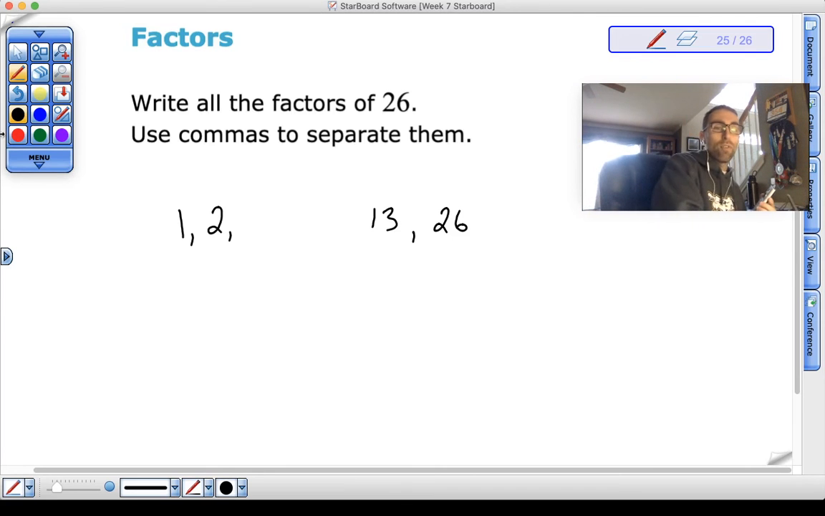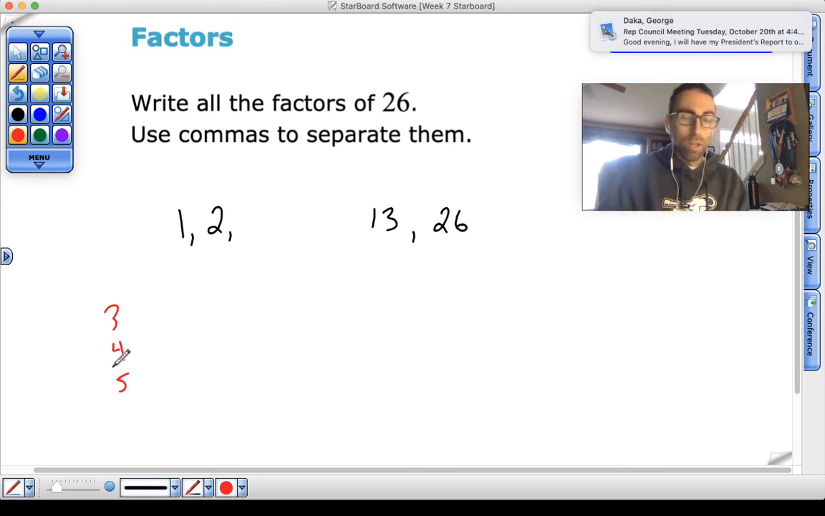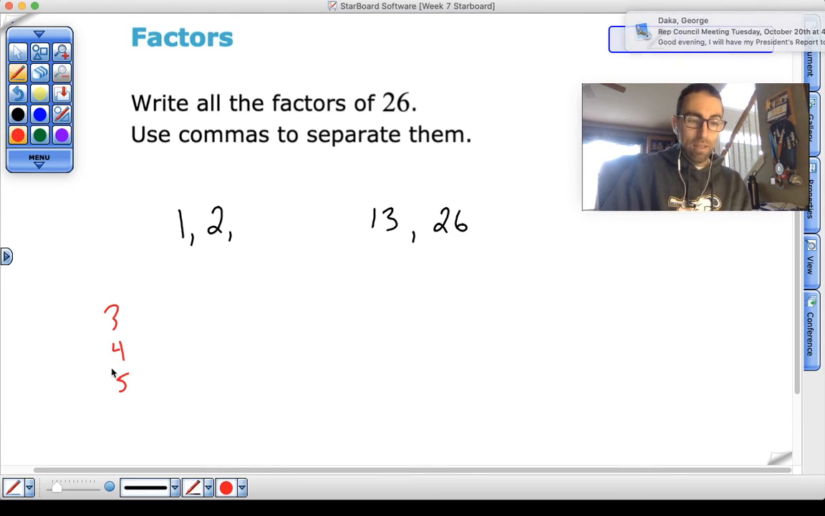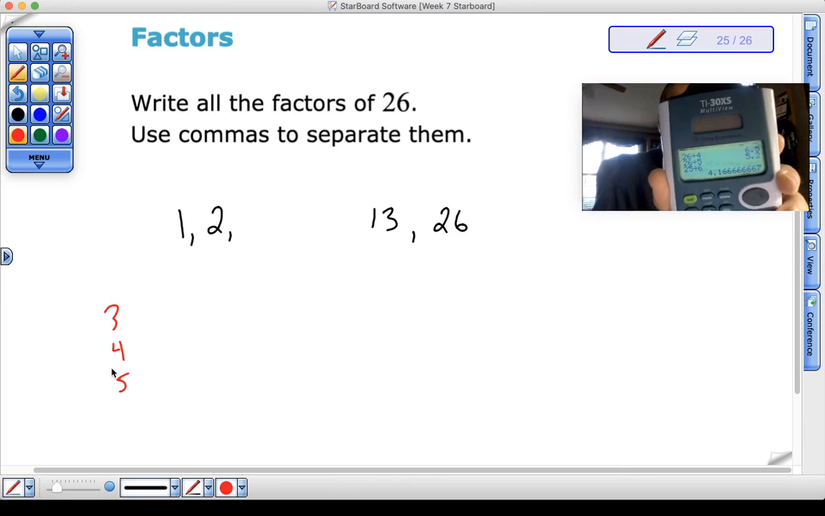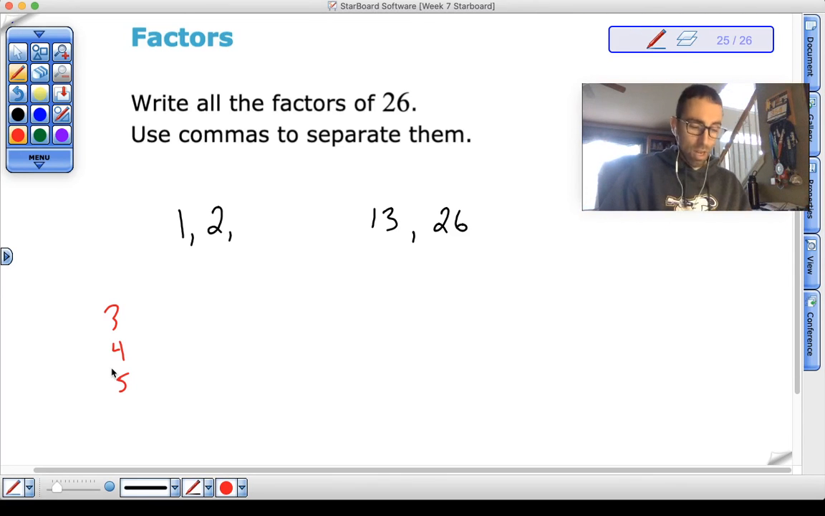So far I've also tried 3, 4, and 5. Those did not work. Let's see, if I try 26 divided by 6, I get an answer of a decimal, so 6 doesn't work. And I can keep trying all of these. I can try 7, I can try 8, I can try 9, I can try 10, 11, 12. All of those are going to be decimals. I'm just going to save us some time and say this is our answer right here.